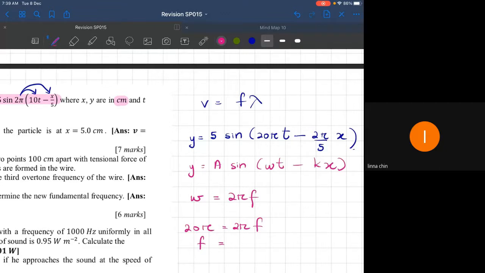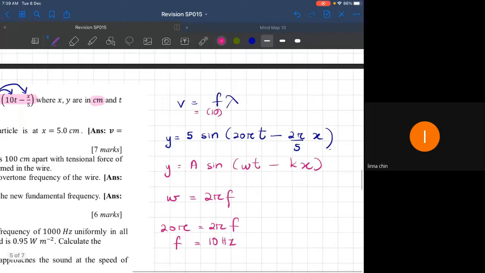10 lah kan? Ya ke? 10 Hz. Okay, so dah dapatlah V sama dengan 10 Hz. Okay, cari lambda pula. Lambda boleh dapat daripada K.